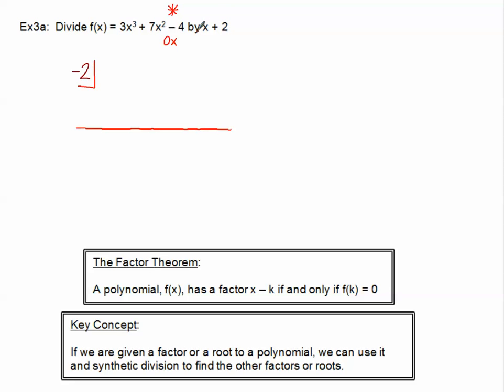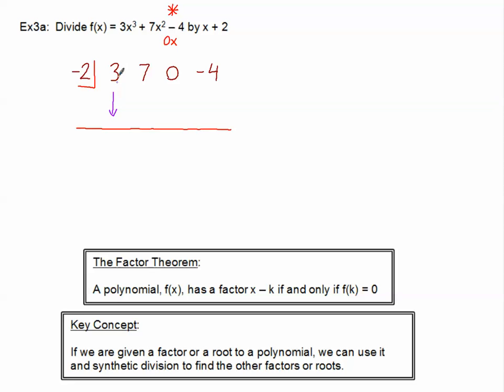And then I have to spell out my coefficients. I know that there's a 3. I know that there's a 7. I know that there's one missing, so I have to put a 0. And then I have the negative 4. And now let's go. Let's do our synthetic division.